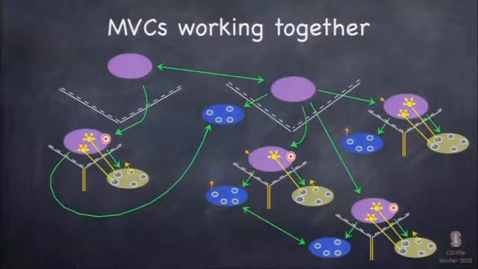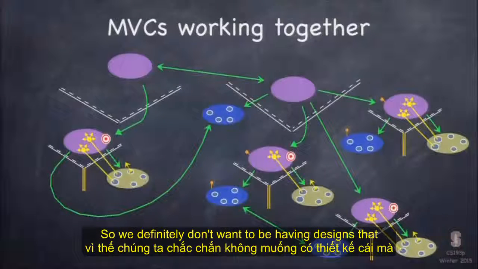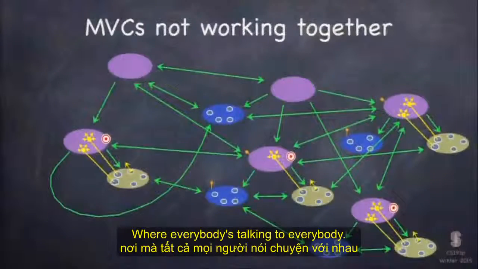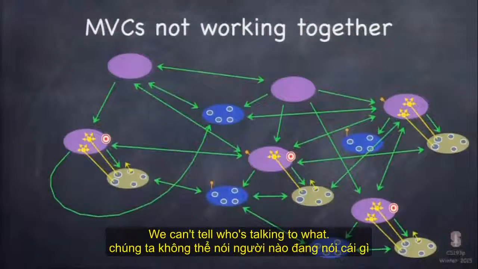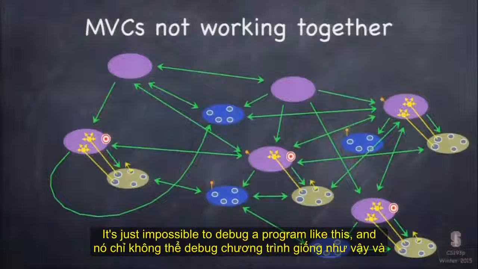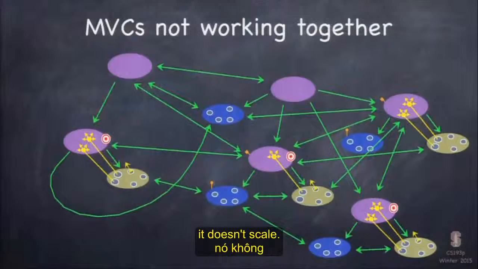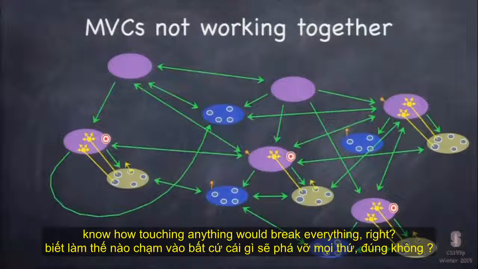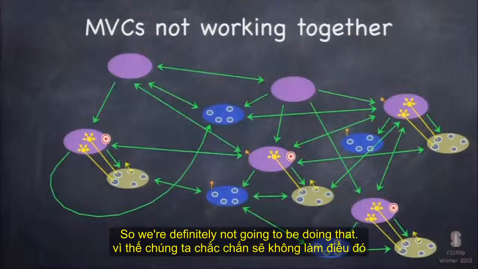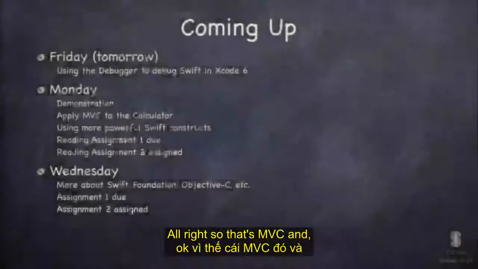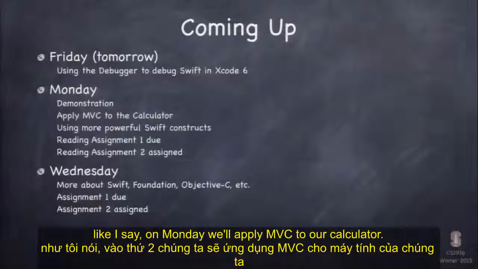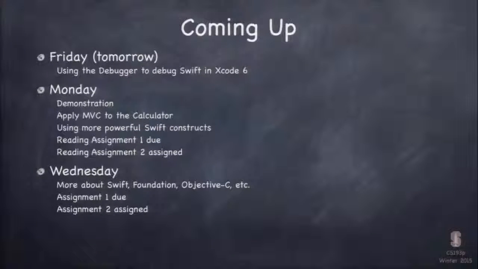Any question about that? So we definitely don't want to be having designs that look like this, where everybody's talking to everybody, and we can't tell who's talking to what. It's just impossible to debug a program like this, and it doesn't scale. You can't build really big programs this way. It just becomes impossible to know how touching anything would break everything, right? So we're definitely not going to be doing that. All right, so that's MVC, and like I said, on Monday we'll apply MVC to our calculator.